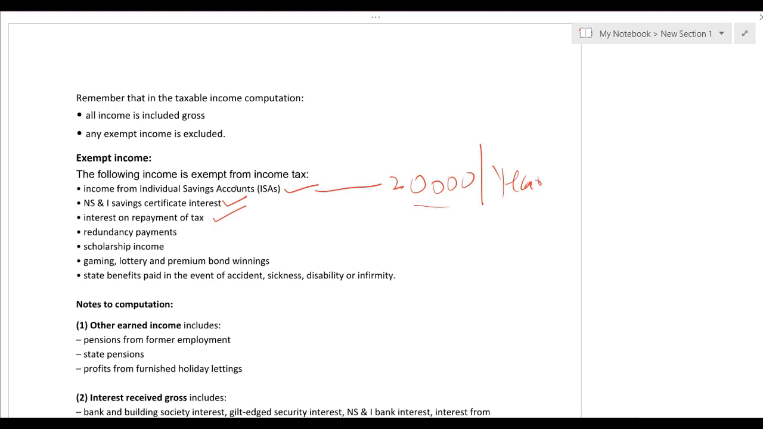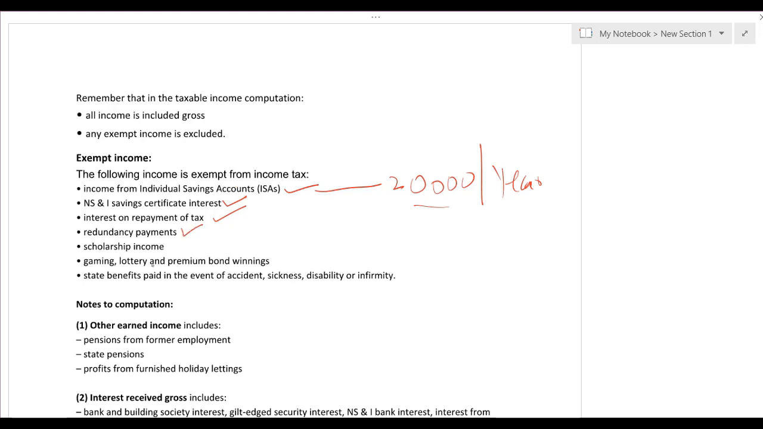For example, let's say one individual has paid more tax to HMRC. So if someone has overpaid the tax to HMRC, what HMRC does, number one, they refund the additional amount to that individual. In addition to the refund, HMRC gives interest to that individual as well. And such interest income is exempt.